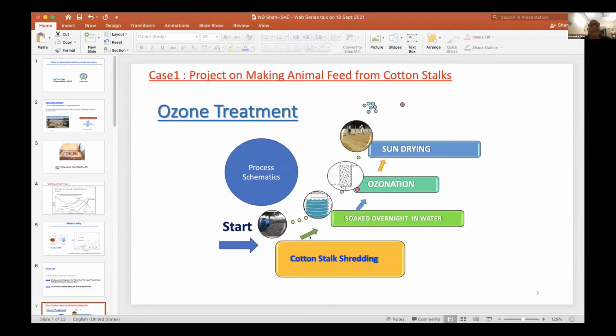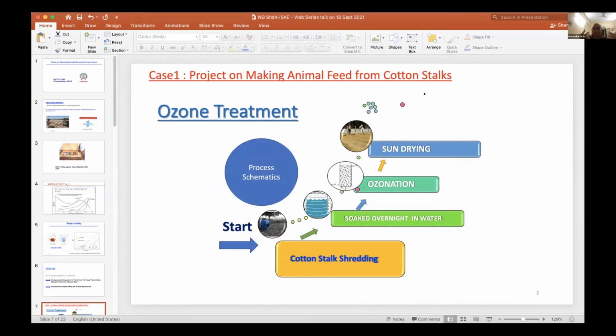So this is case study 1, the project on making an animal feed unit from cotton stalk. For almost the last 5 years we have worked on this, and it has traveled its own journey. First in the lab, we did trials for something like 1.5 to 2 years. And the trick the ozone does is it chops the bond between lignin and cellulose. As a result of this chopping of the bond between lignin and cellulose, the cotton stalk becomes usable.